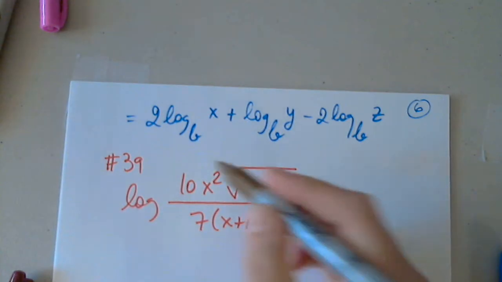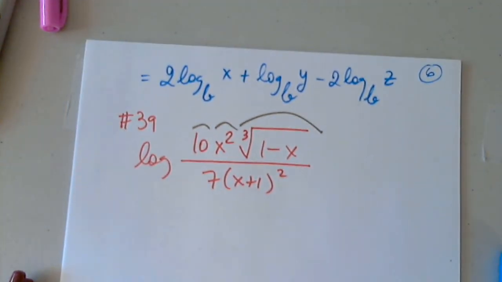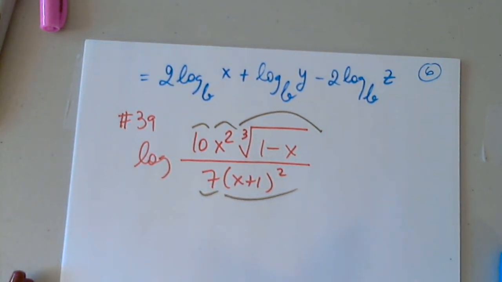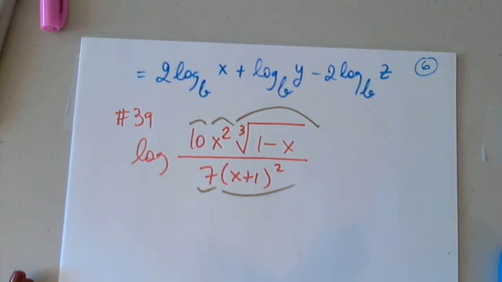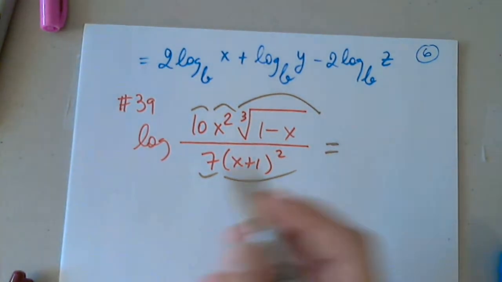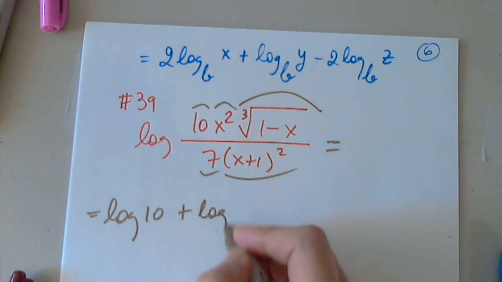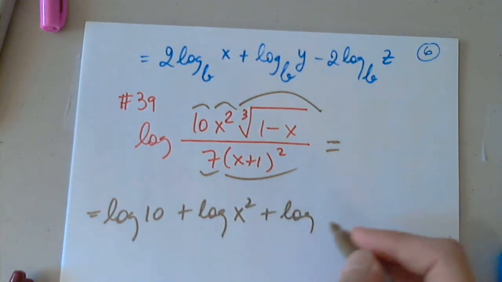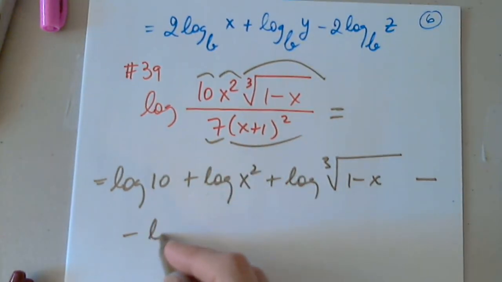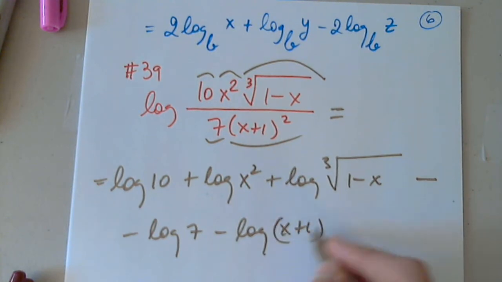How many factors I see at the top? 1, 2, 3. How many factors I see in the denominator? 1, 2. 3 of those logs will have plus in front. 2 logs will have minus in front. And I skip a lot of steps if I remember that. So log of 10 plus log of x squared plus log of the cube root of 1 minus x, but minus log 7, but minus log x plus 1 squared.